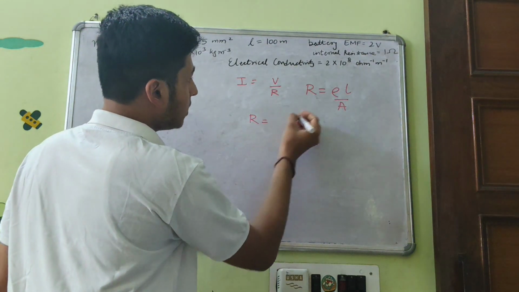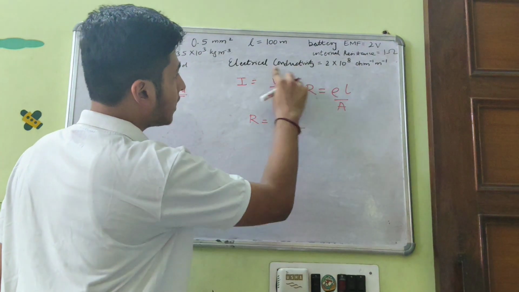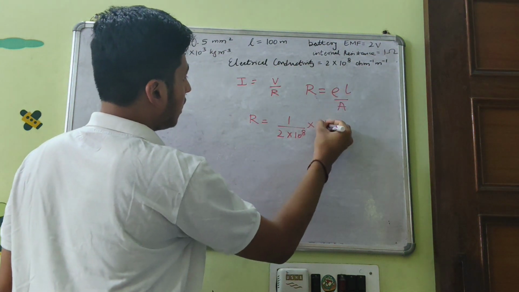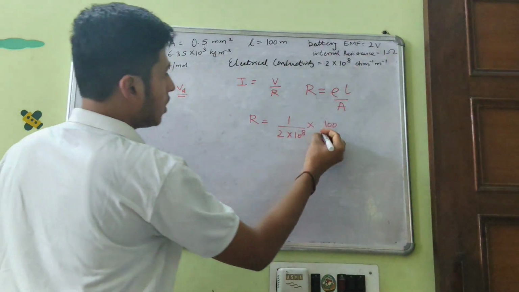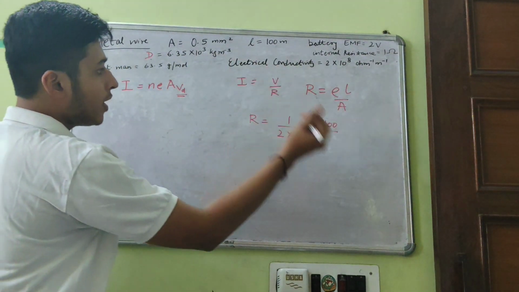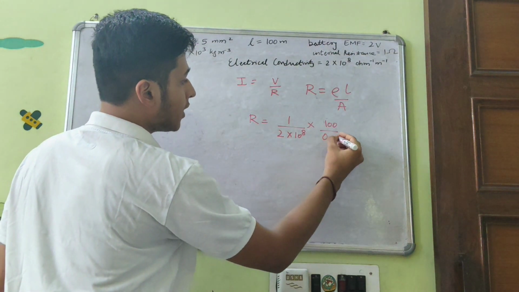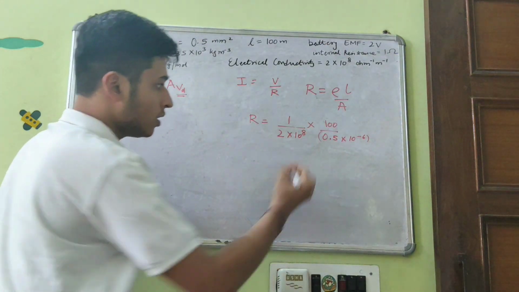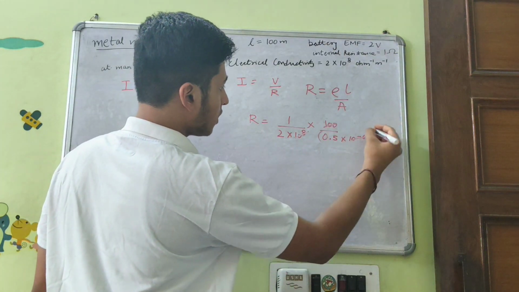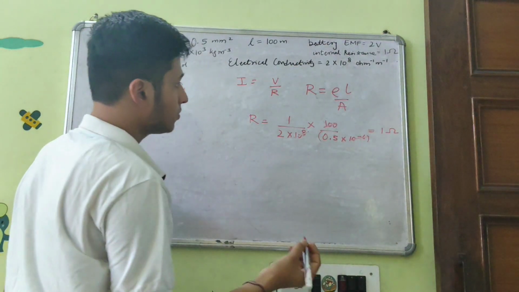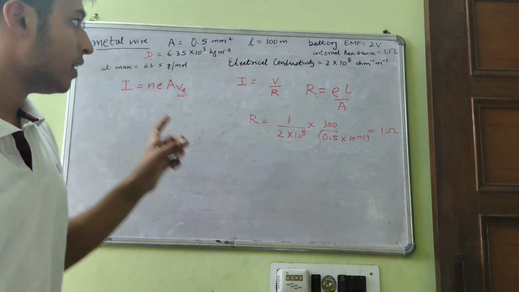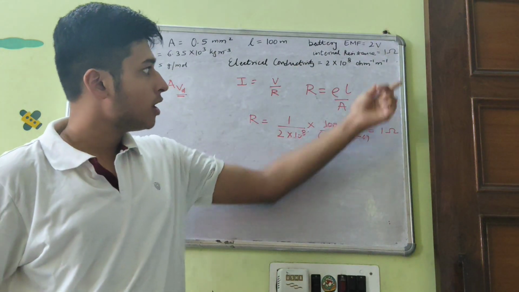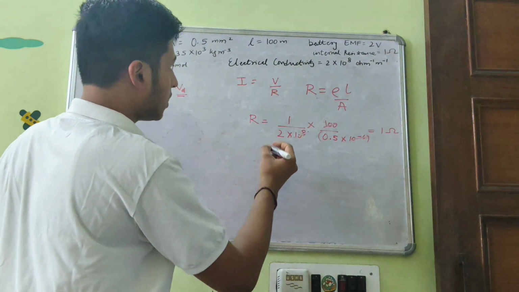So resistance equals resistivity, reciprocal of conductivity, 2 into 10 to the power 8, L 100 over A, 0.5 millimeter square. So 0.5 into 10 raised to the power minus 6 meter square. Solving this, we get 1 ohm. So the resistance of this wire is 1 ohm. So the total resistance of the circuit is 1 ohm plus 1 ohm, 2 ohms.